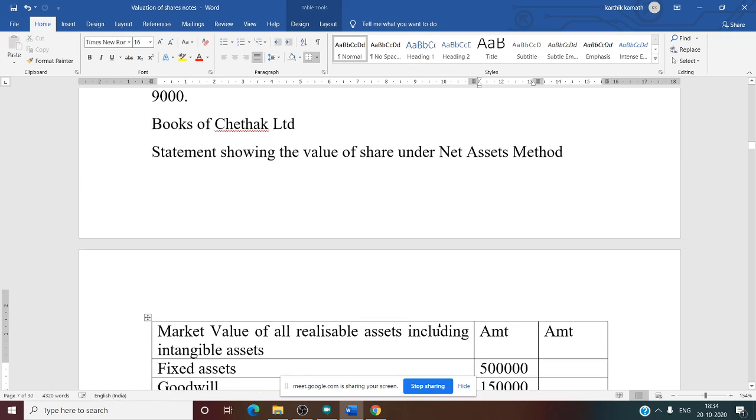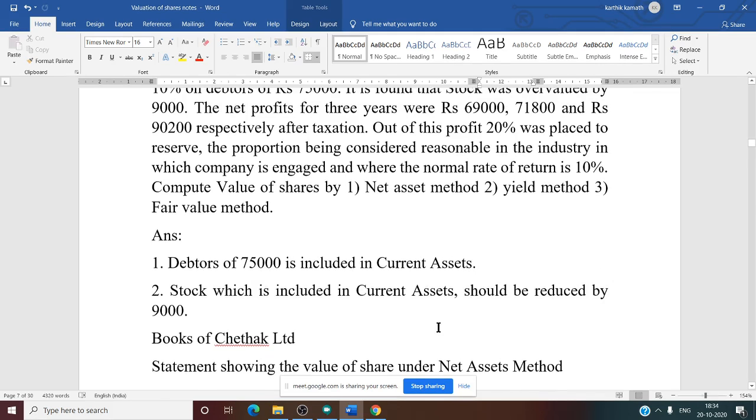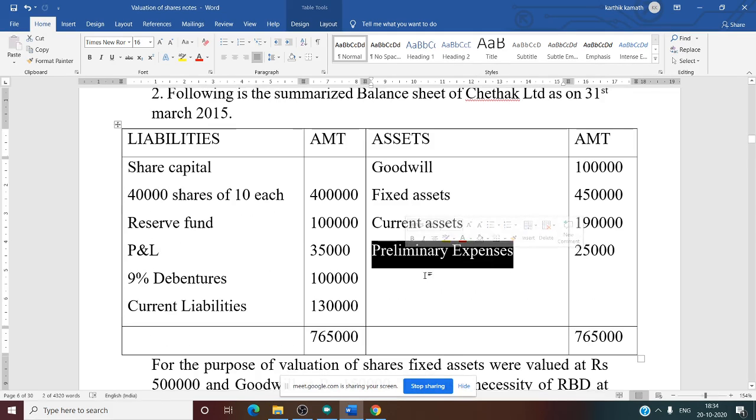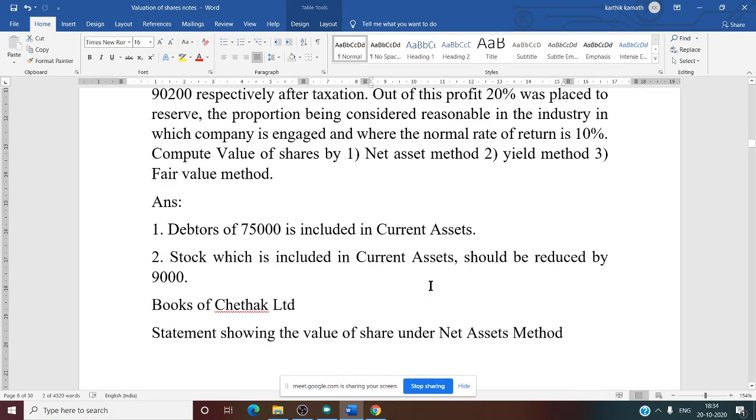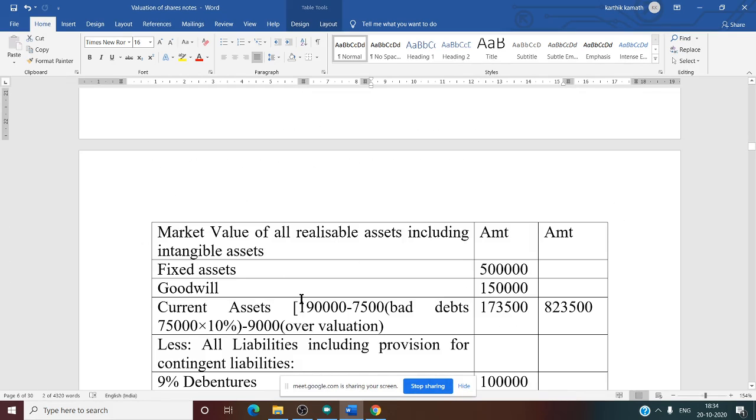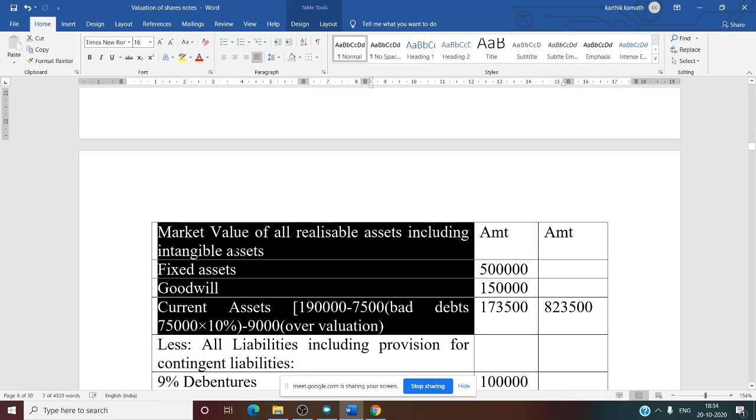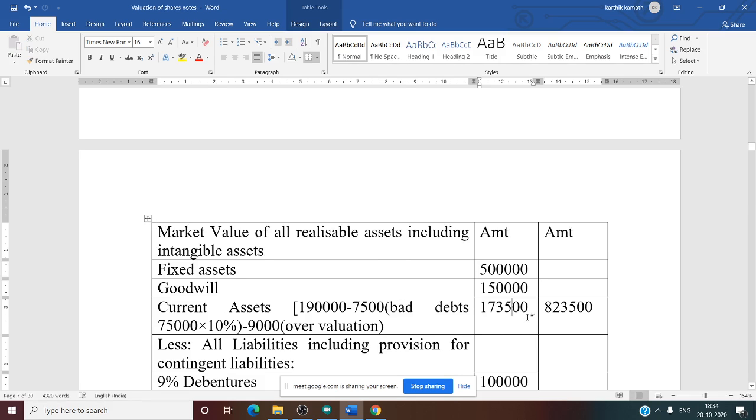Now, any other information on the asset side is not given. Preliminary expenses does not come because it is fictitious. Yes. So now, total agreed value of asset. How to get the total value of asset? 5 lakh plus 1,50,000 plus 1,73,500. Total of asset is 8,23,500.